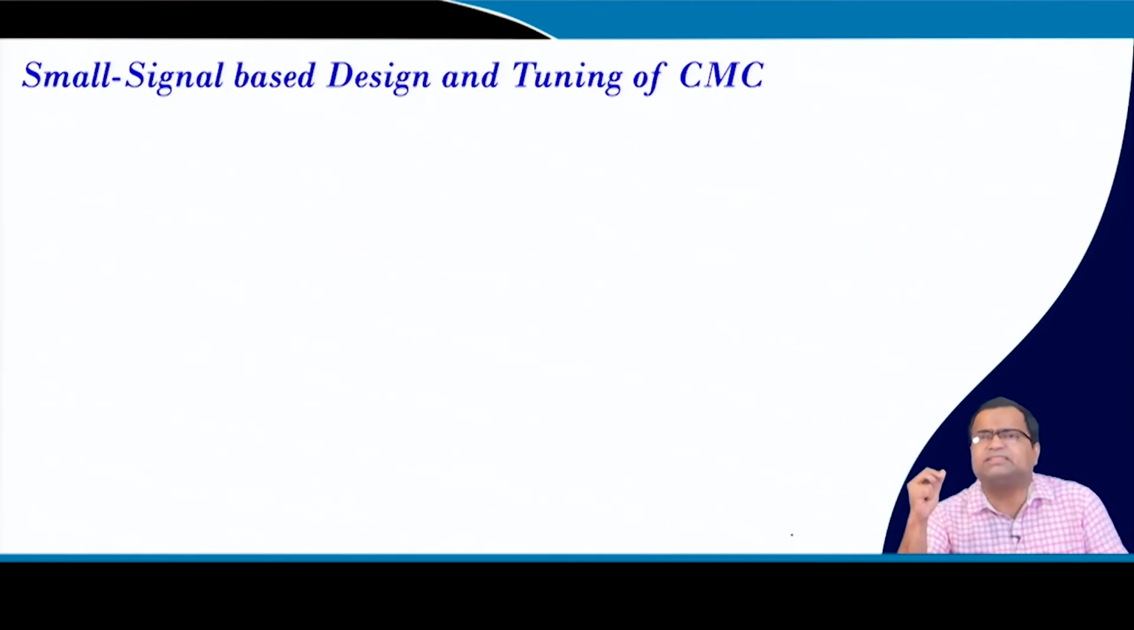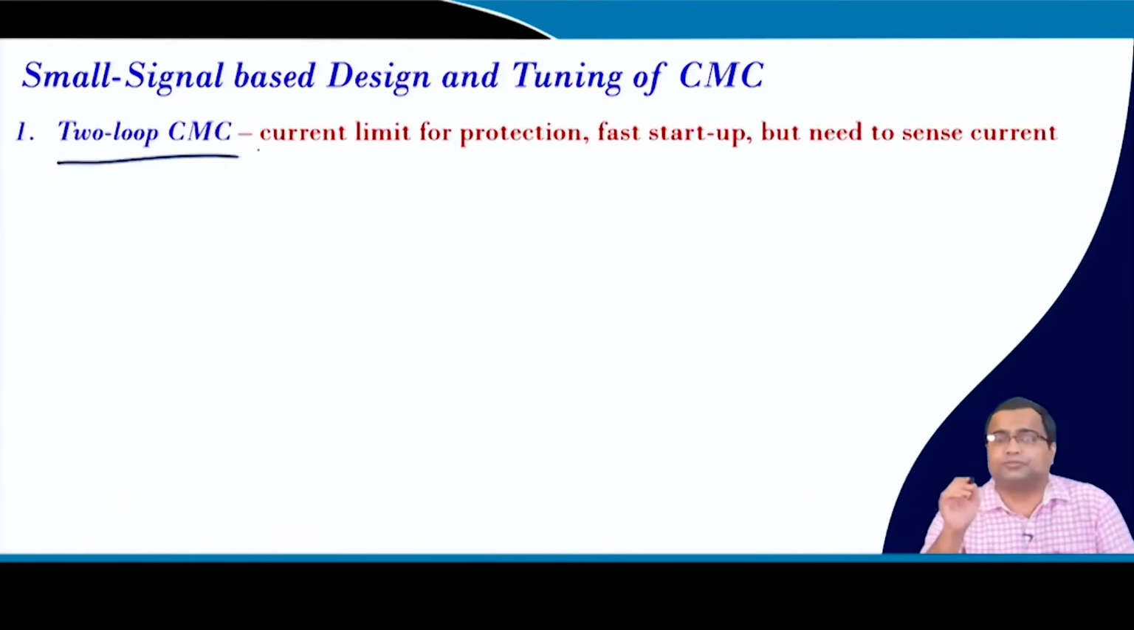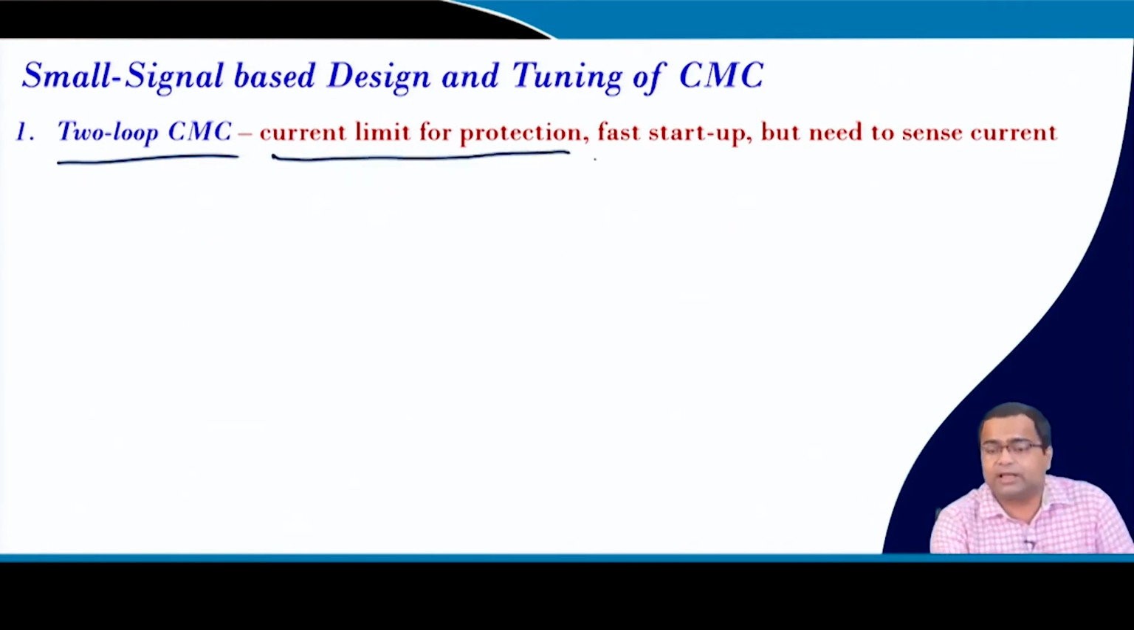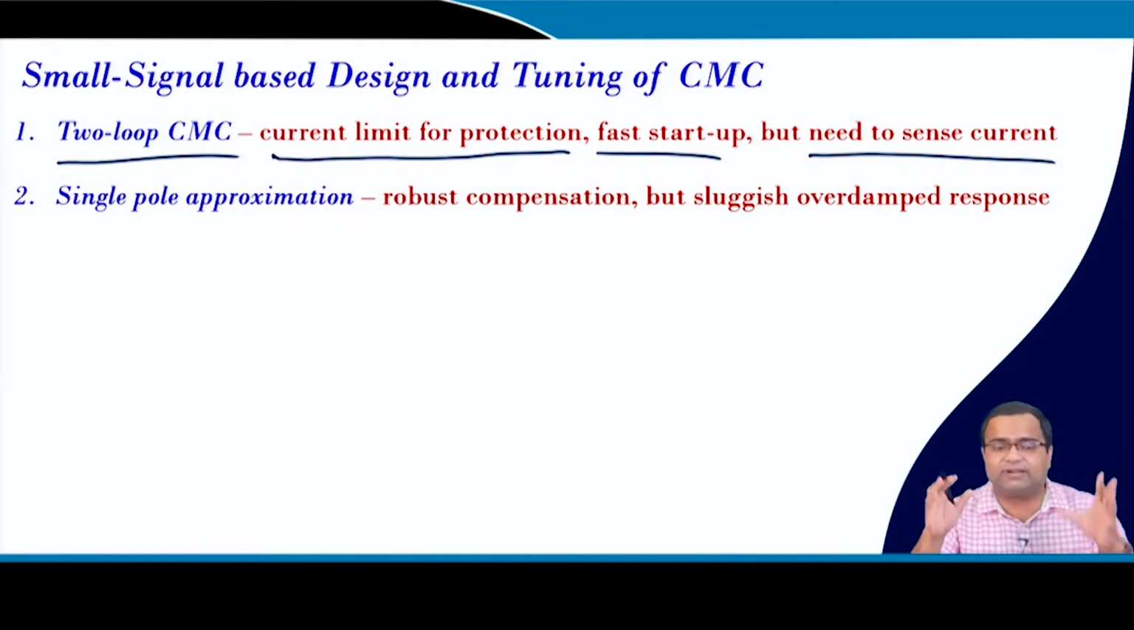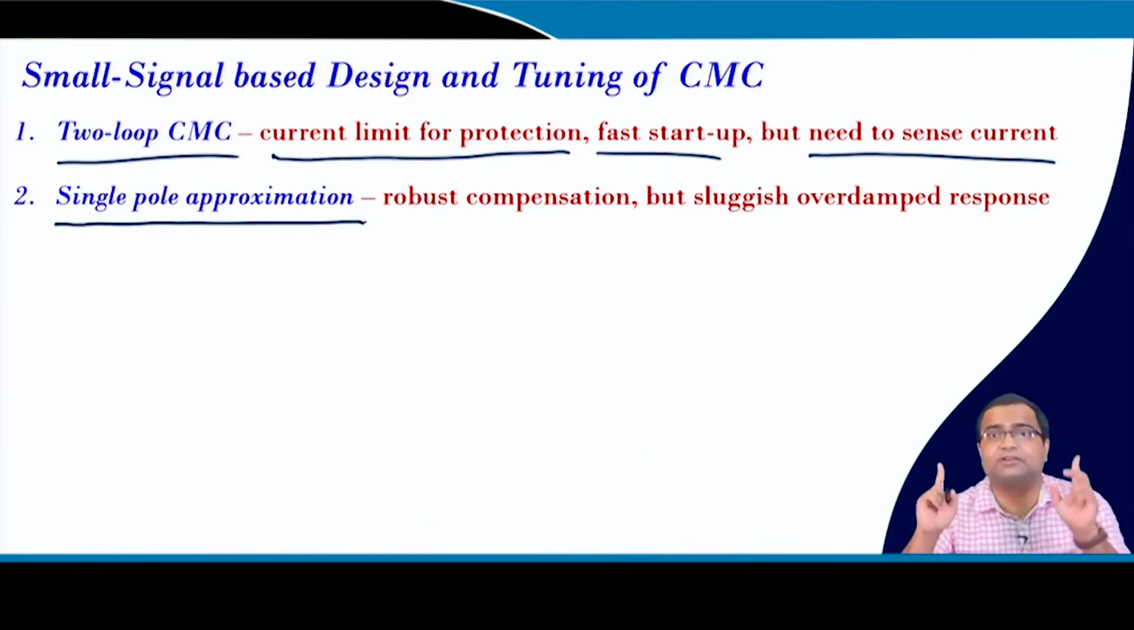Then the small signal based design and tuning of current mode control. Current mode control is a 2 loop control, and it offers fast current limit, and the startup can be very fast, but you need to sense inductor current. But what is the major advantage of the 2 loop control, where the inner loop is much faster, and the inner loop makes the whole system look like a single pole approximate system, a first order system.